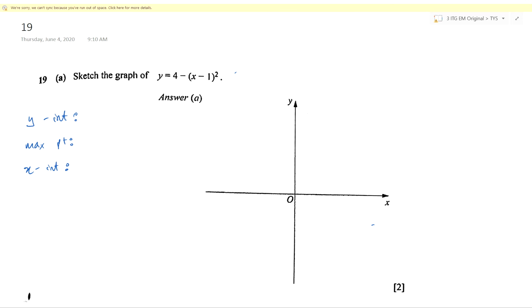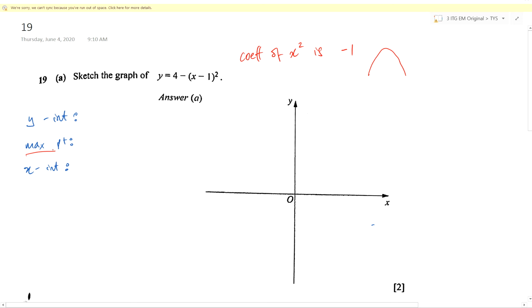Graph sketching of a parabola. I know it is a parabola. I need to know whether it is opening up or opening down, so I'm going to look at the coefficient of x squared, without expanding everything. Inside this bracket we've got a positive x. If I expand the square, I will still get a positive x squared. Multiplied by a negative sign, I have a coefficient of -1, which means it is a parabola opening downwards, so I will be expecting a maximum point.